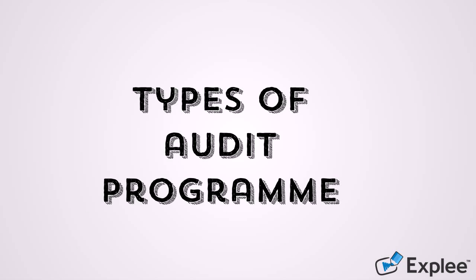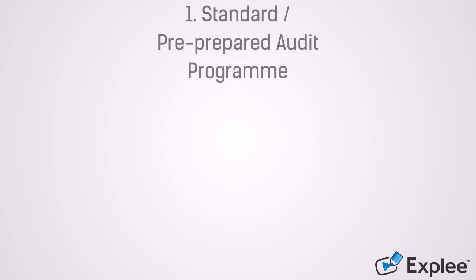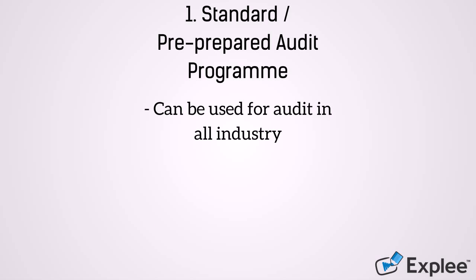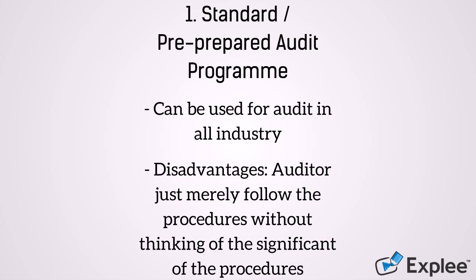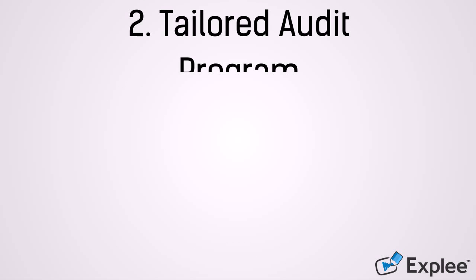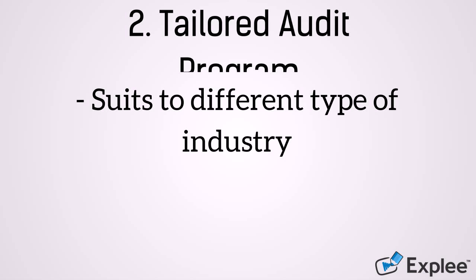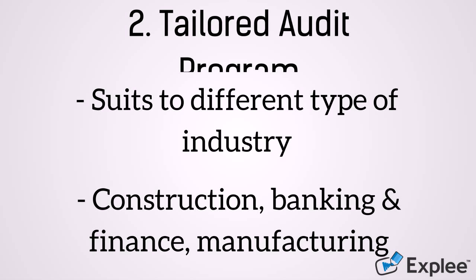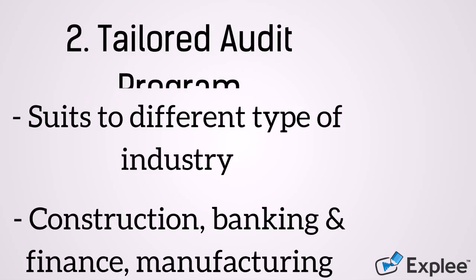Types of audit program. Standard or pre-prepared audit program. It can be used for audits in all industries. The disadvantage is that the auditor just merely follows the procedures without thinking of the significance of the procedures. Tailored audit program. It suits different types of industry, for example, construction, banking and finance, manufacturing.